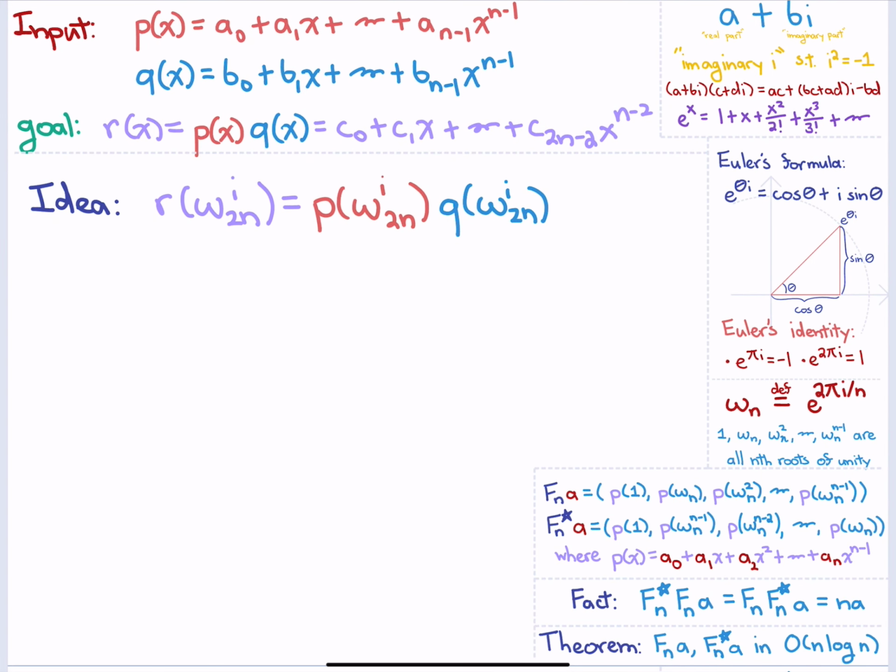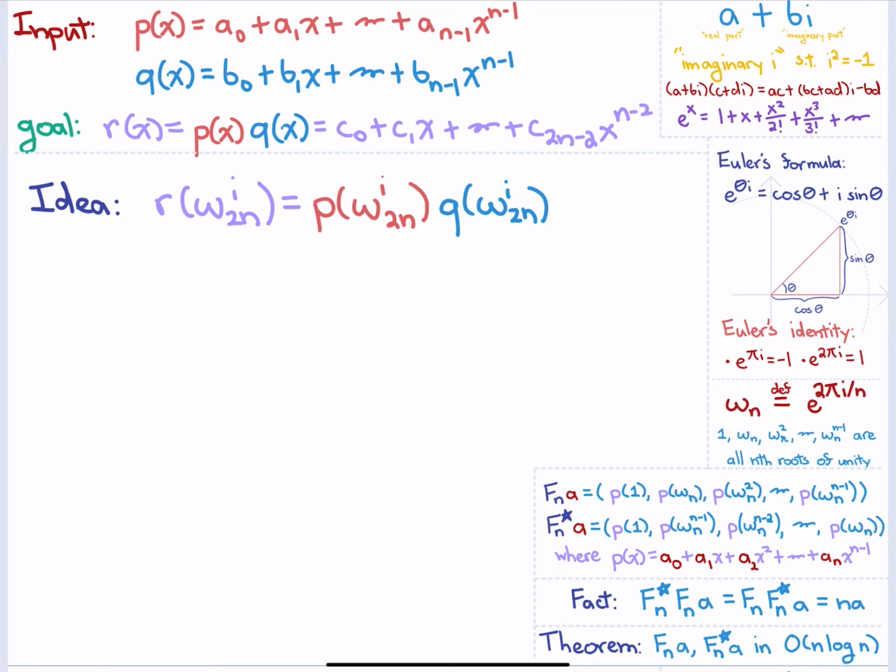All right, I know that for any 2n root of unity, I use 2n because r now has roughly degree 2n. I know that r evaluated at some 2nth root of unity is equal to p at that root of unity times q at that root of unity, right? Because that's also what it means to multiply polynomials together. Does this inspire any ideas?